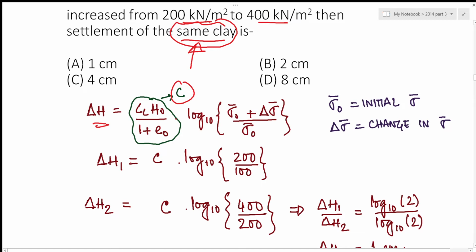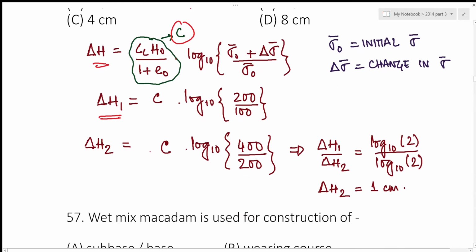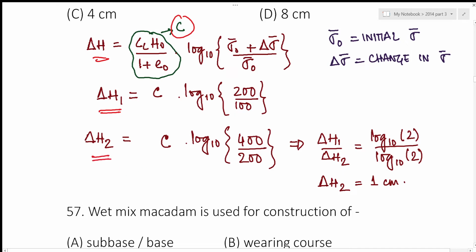So for the first part of the question, del H1 is given by C, which is a constant, times log to the base 10 of 200 by 100. Also in the second case, del H2 is given by the same constant C times log base 10 of 400 by 200. Now if we take the ratio of del H1 by del H2, it comes out to be log 2 in both the cases. So this cancels out, and del H1 is 1 centimeter. So del H2, or the settlement in the second case, is also 1 centimeter for this particular question.